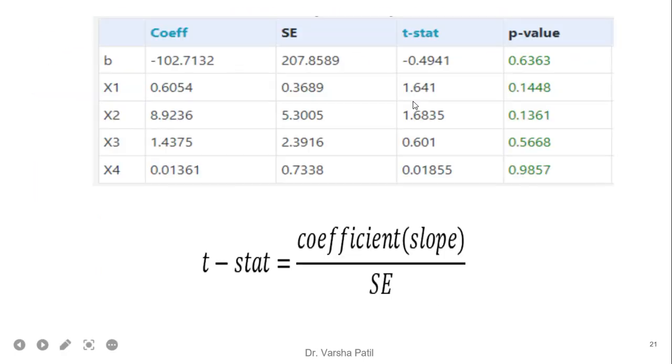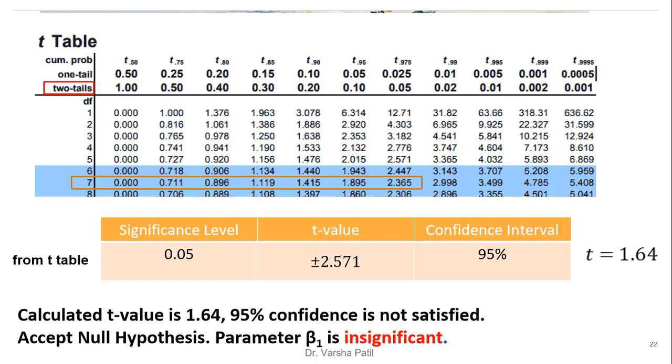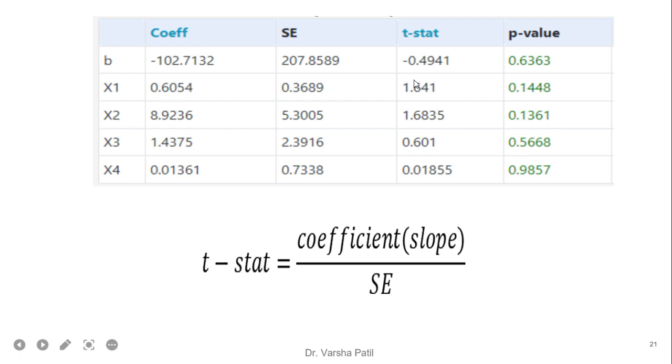Now here the value is 1.641. If we check that the degree of freedom is 7, and check for 0.05, that is a two-tailed test, we can see that the critical value is 2.36, and 1.6 will lie somewhere between 1.41 and 1.89, that is between 90% and 80%. So it is not satisfying at the 95% confidence level. That's why beta 1 is insignificant. We can also check with the p-value. The p-value should be less than or equal to 0.05, then the variables are significant in nature.